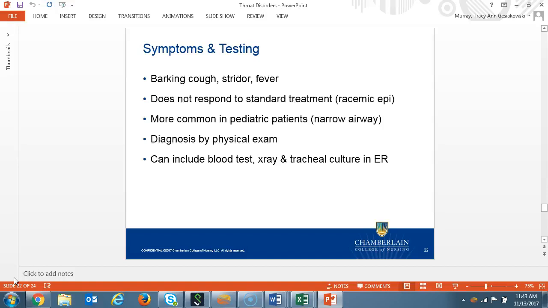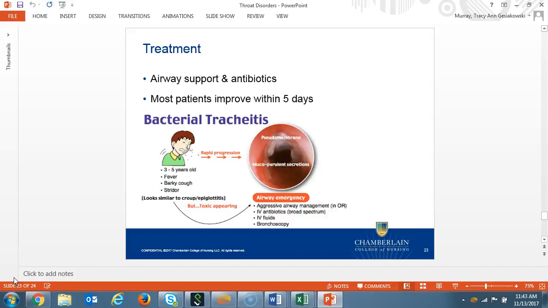Diagnosis is usually by physical exam, but blood tests, X-ray, and tracheal cultures may be obtained in the tertiary setting. Treatment consists of appropriate airway support and antibiotics, and most patients with bacterial tracheitis improve within 5 days.